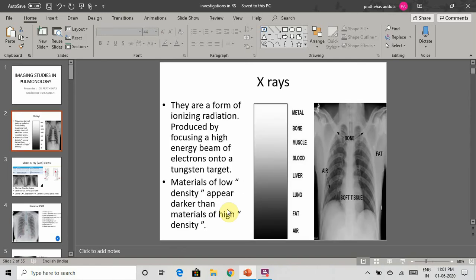Coming to X-rays, they are a form of ionizing radiation produced by focusing a high energy beam of electrons into a tungsten target. Materials of low density appear darker than materials of high density. The picture on the right depicts the arrangement of density from top to bottom: metal and bone, muscle, blood, liver, lung, fat and air, and their appearance can be understood from the image. And the rightmost image shows the bone, air, soft tissue and fat.